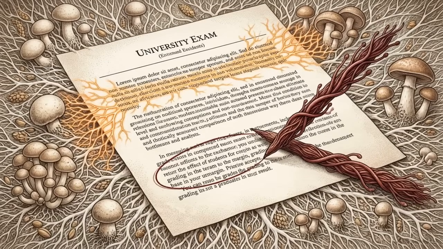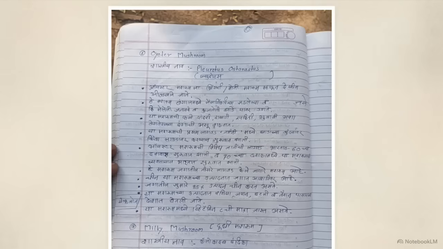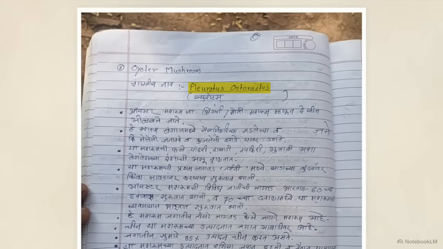Section 1 contains 6 short questions worth 2 marks each. For these, we want to secure points quickly using strict botanical definitions. For question 1A, which asks for the botanical name of the oyster mushroom, we checked this section of the notes. While they show Pleurotus osterastus, we need to write the correct scientific name for the exam, Pleurotus austriatus.